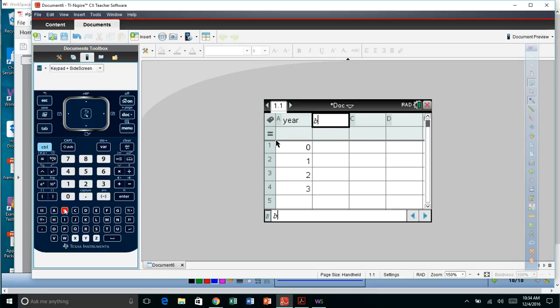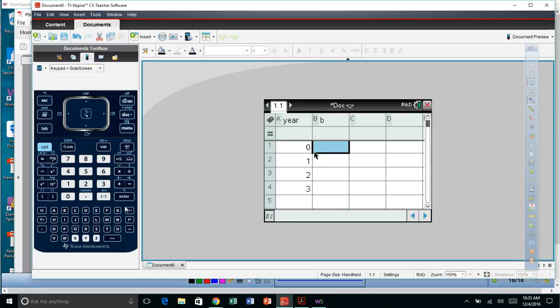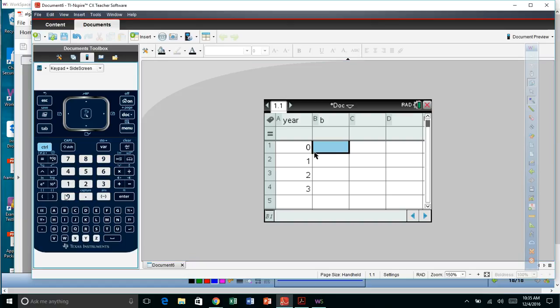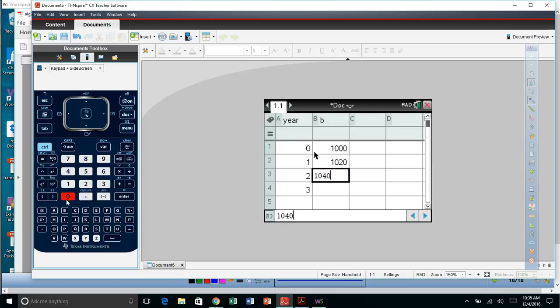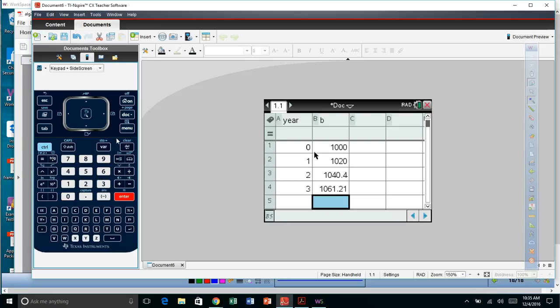And then here we've got balance. And we'll just call it B. B for balance. We'll make it nice and short. And we got $1,000, the initial deposit. And then we have 1020. And then we have 1040.4. Then 1061.21. Okay.